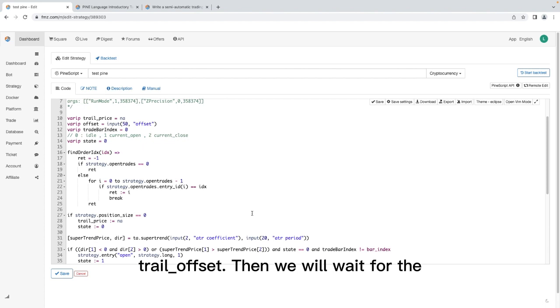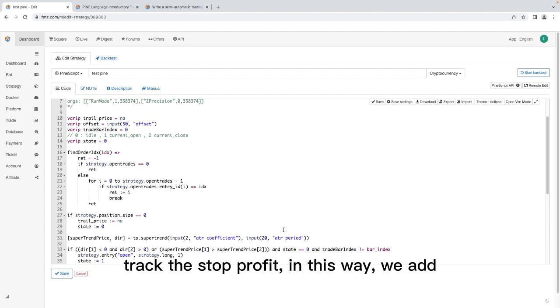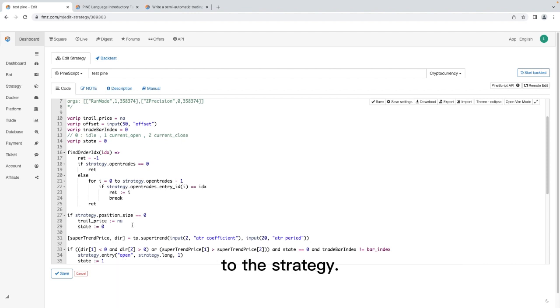True offset. Then we will wait for the long position to enter the market, either stop loss or track the stop profit. In this way, we add the function of tracking stop profit and stop loss to the strategy. We click Save.